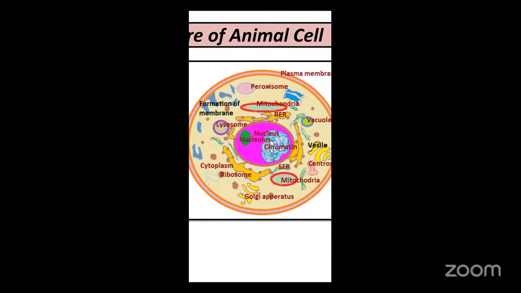This is a mitochondria. This is a centrosome. This is a Golgi apparatus. So like this, you have different types of organelles present in the cytoplasm. Now, if you look at the center, you have the nucleus.